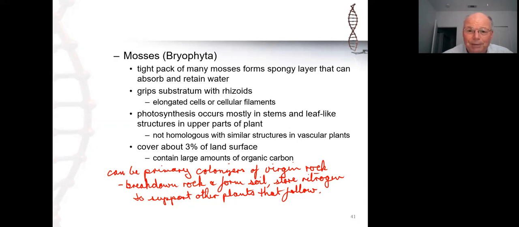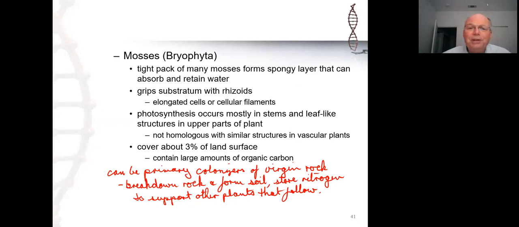Subsequently, insects have turned up, spiders and other arthropods, including insects, that have taken advantage of the presence of the mosses and other plants that have followed on from the mosses. Another important feature of mosses is their ability to sequester large amounts of carbon.